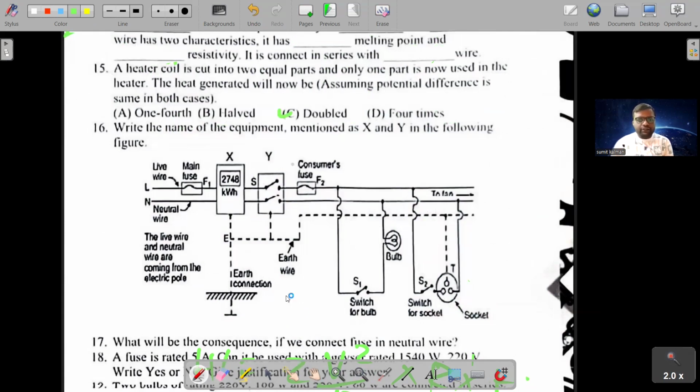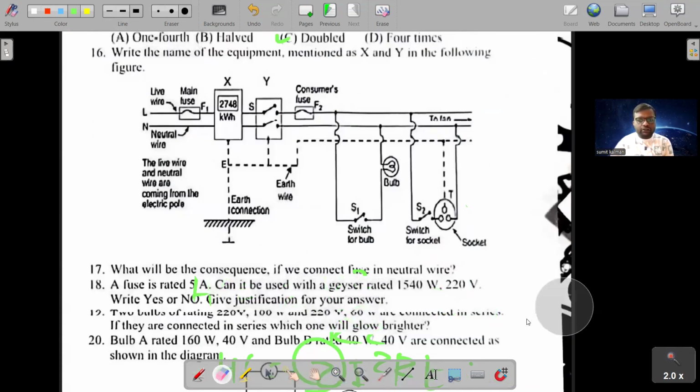Next, question 16. They are asking to write the names of the equipment mentioned in X and Y in the following figure. X is the electric meter, and Y is the main switch. What will be the consequence if we connect the fuse in the neutral wire? Then there will still be current in the circuit, and you can feel a shock. I have taught this in detail in the class also.